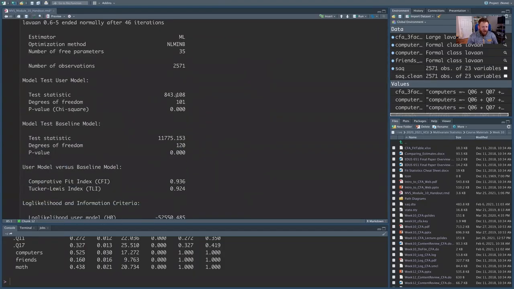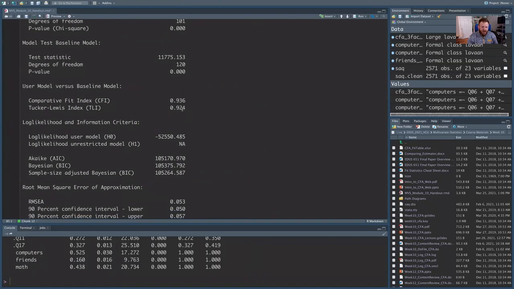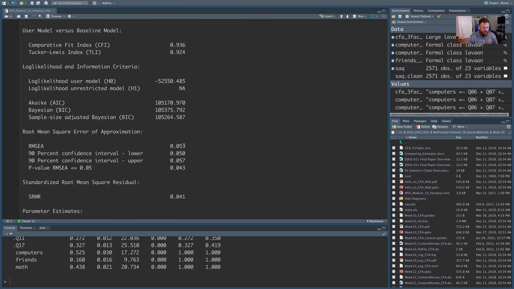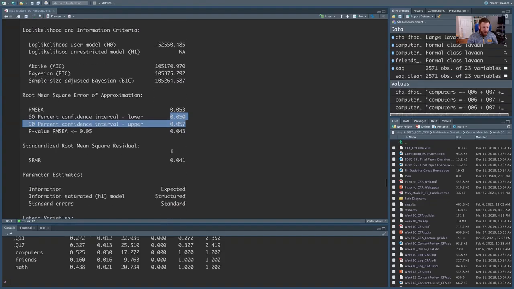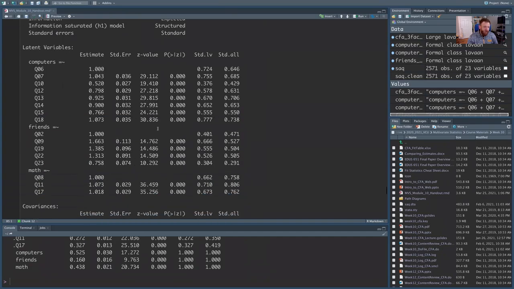So here is our chi-square. Again, highly significant. That's common in a data set this large. CFI and TLI are not too bad. Ideally, we want those above 0.95, but above 0.90 will often be sufficient. RMSEA actually looks very good. It's 0.05 with a pretty tight confidence interval between 0.05 and 0.057. Ideally, we want this thing below 0.06, so that's great. And SRMR looks pretty good at 0.04. So this is a pretty well-fitting model.